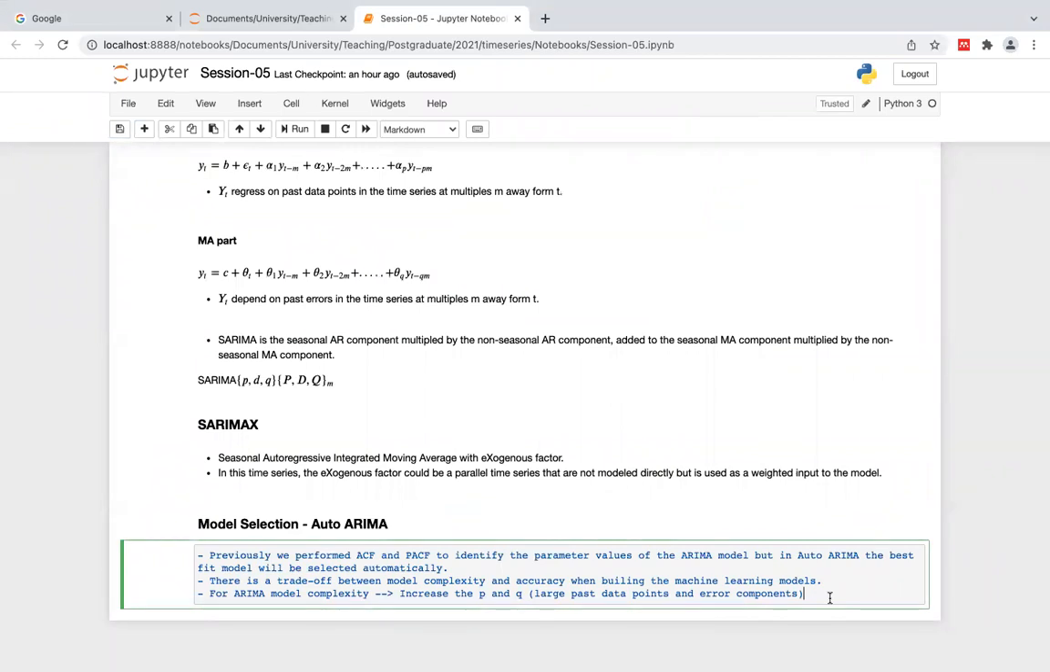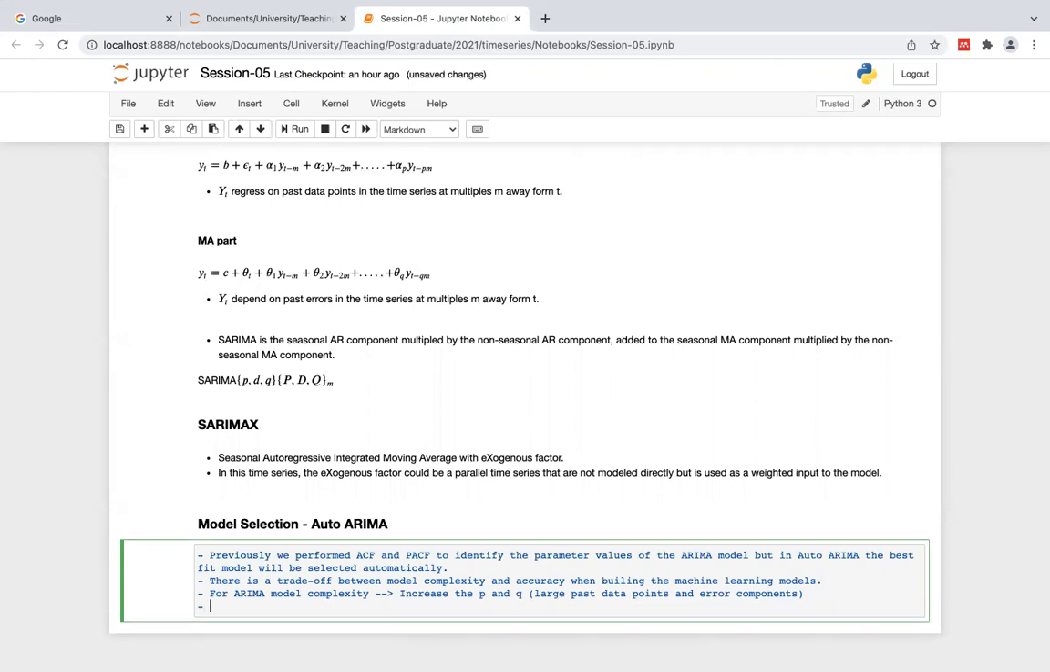Then what we have written here for the ARIMA model, complexity increases with P and Q, right? Once we are considering this ARIMA model, we have P and Q, that is, large past data points. Then, in order to identify that optimum model, what do we have to do? Usually what happens?